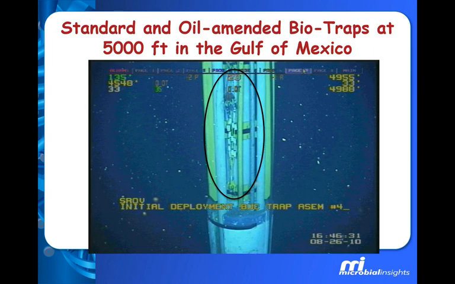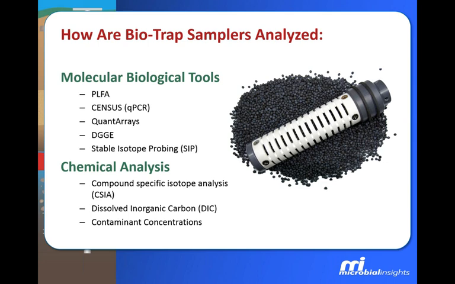And then lastly, here are some biotraps. Some are standard biotraps. Some were actually amended with hydrocarbon. These particular biotraps were deployed at 5,000 feet in the Gulf of Mexico. This was during the BP Gulf oil spill. So there are lots of different types of biotraps that can be deployed for lots of different reasons.